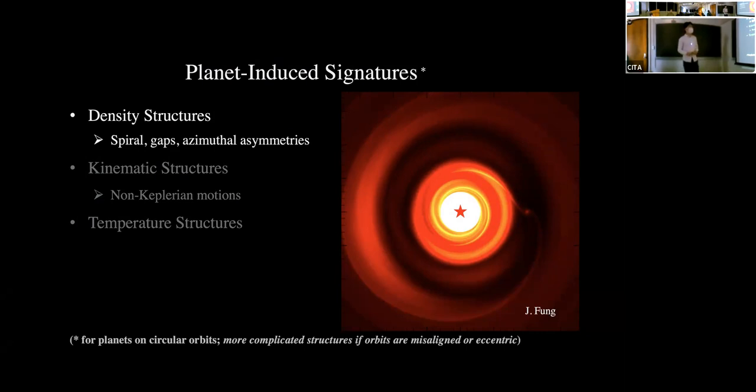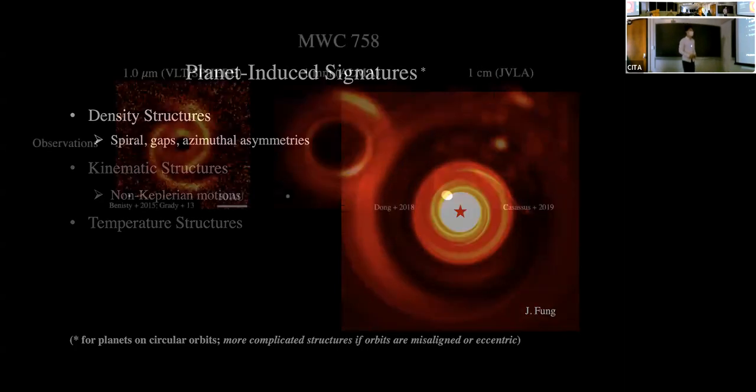From this simulation, we've seen a planet can drive spiral arms, open a gap, and trigger the formation of azimuthally asymmetric structures. In the next slides, I'm going to show you a disk with all three kinds of structures and how they may possibly be explained by giant planets.